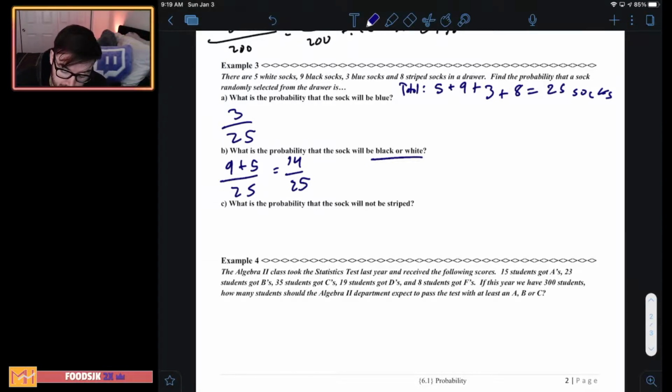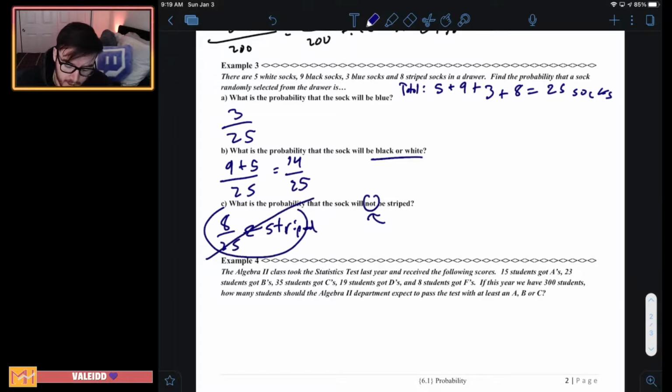What is the probability that it will not be striped? Don't get fooled by this, right? Not the probability that it'll be striped, right? This is the probability that it'll be striped. Okay? That's not what we want. Okay? Be careful. That's not what we want.